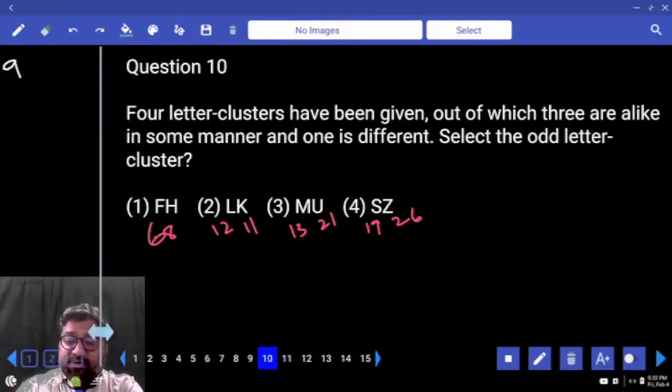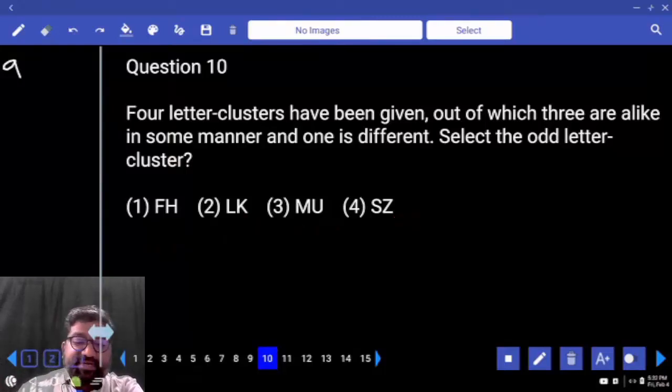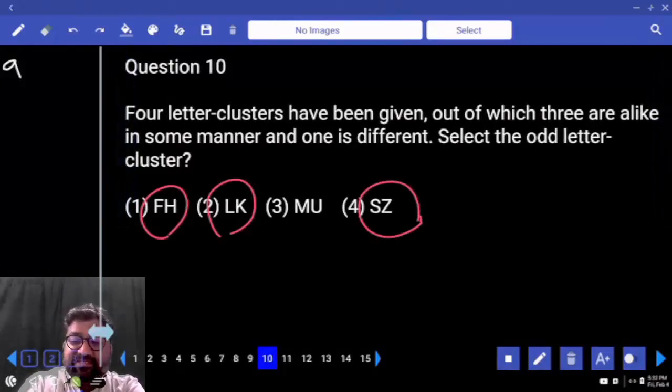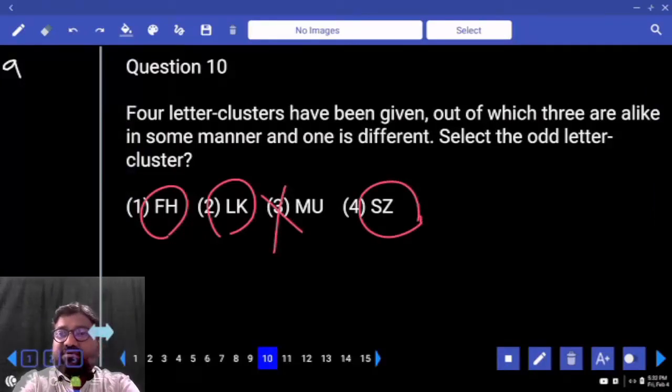I can't go with first half and second half here. Yes or no? There are two options with first half letters and two options with second half letters. But if you observe carefully, pair of consonants, pair of consonants, pair of consonants. This is not a pair of consonants. So we have marked the answer on the basis of vowels and consonants.